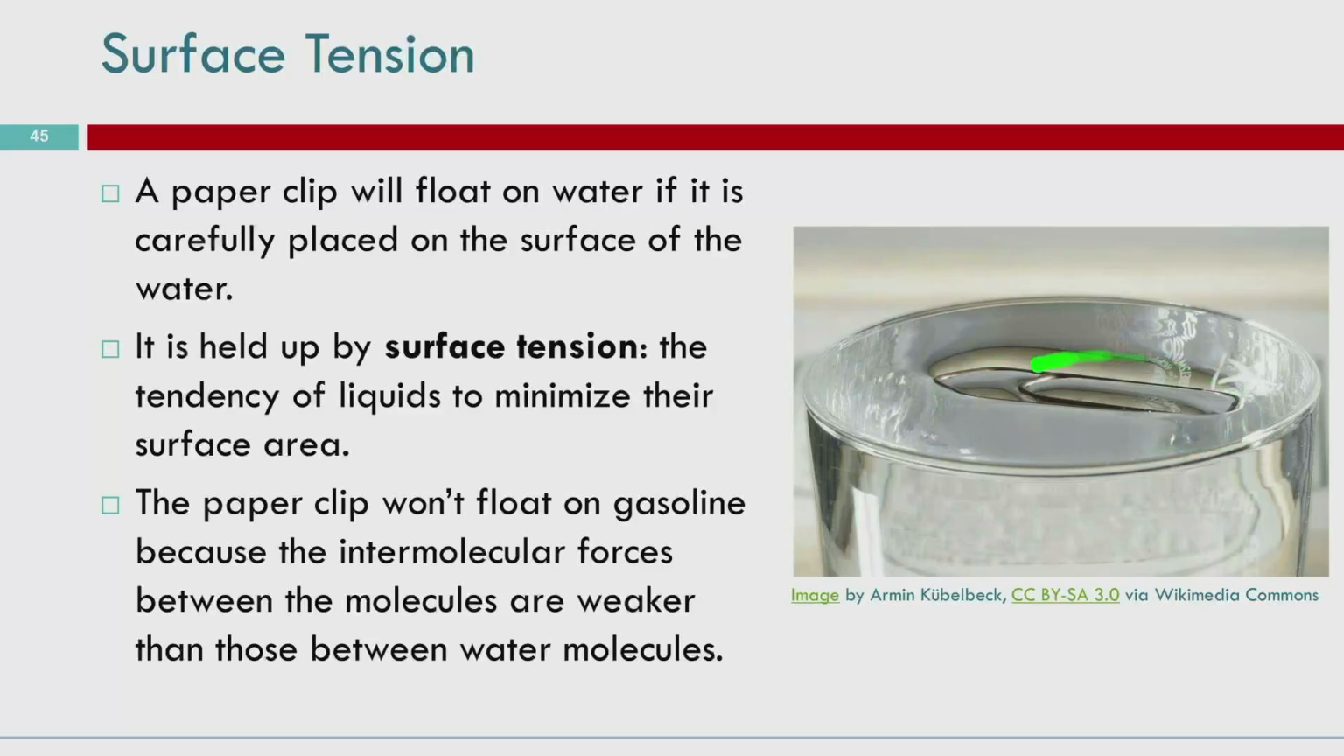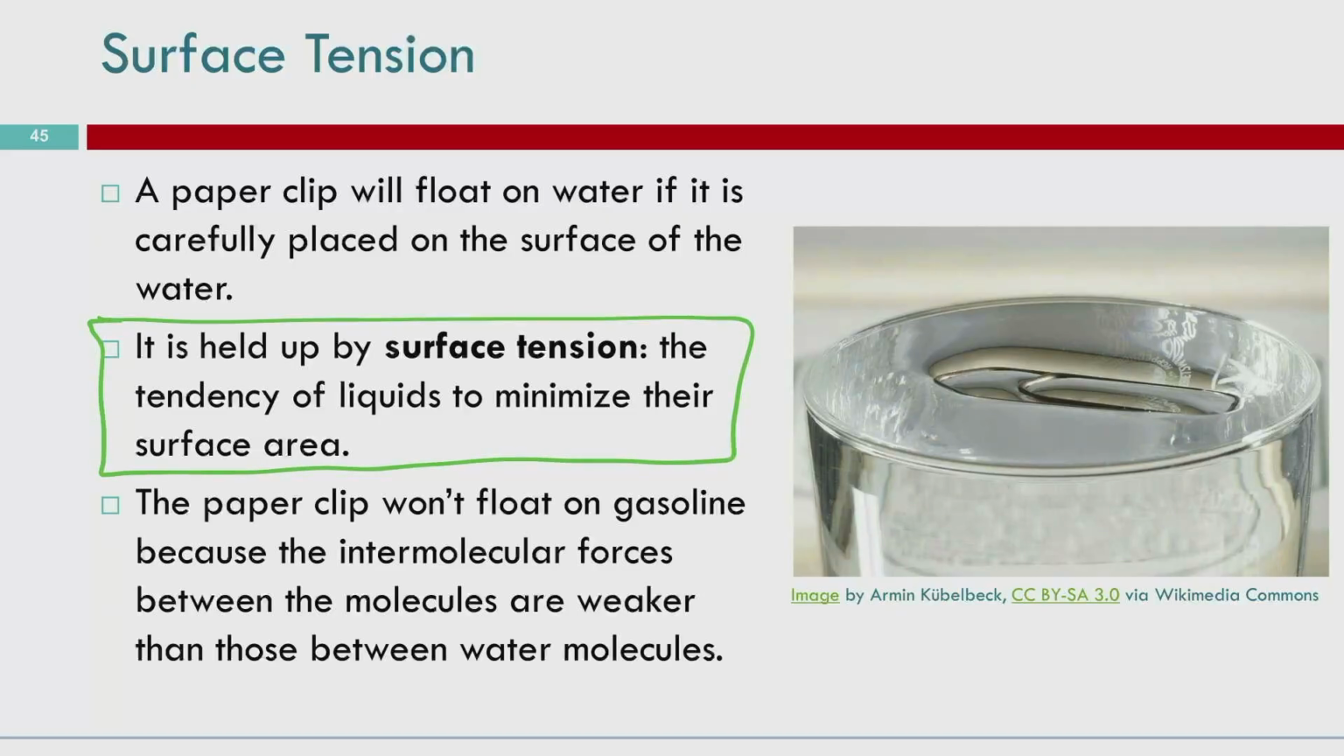Even though a paperclip will definitely sink in water, if you set it down gently enough, it will just sit on the surface of the water. The reason that it'll do that is because of surface tension. So surface tension is a result of intermolecular forces. And one definition for it is the tendency of liquids to minimize their surface area. This is also the reason that water droplets exist, as I think we'll see.